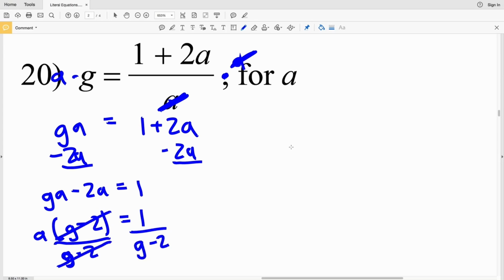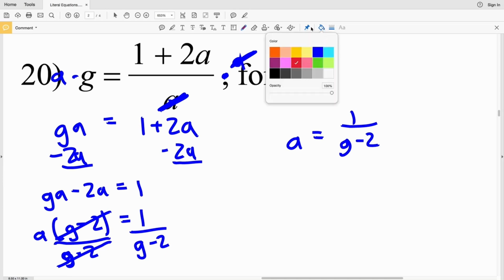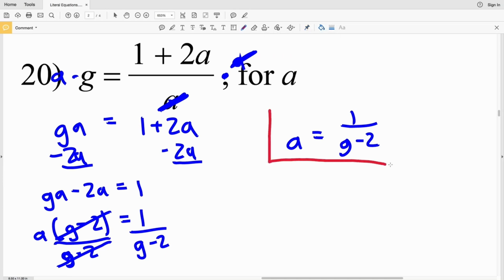G minus 2 cancels out with g minus 2, and I'll have a equal to 1 over g minus 2 as the solution for number 20.